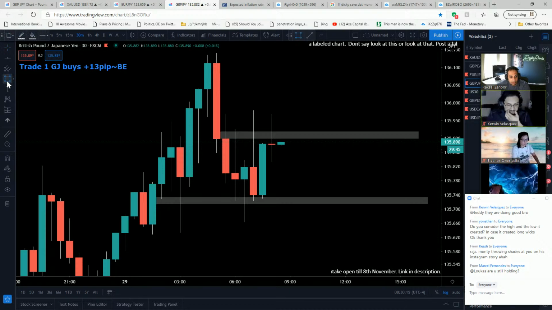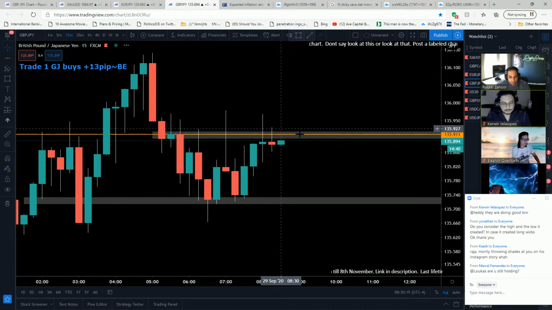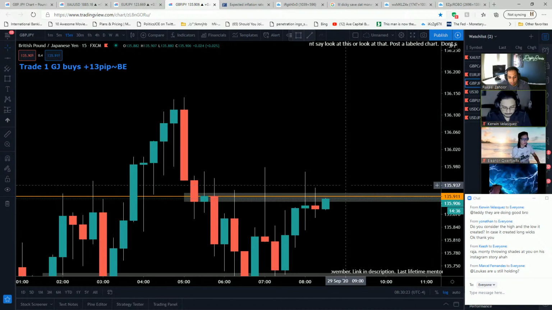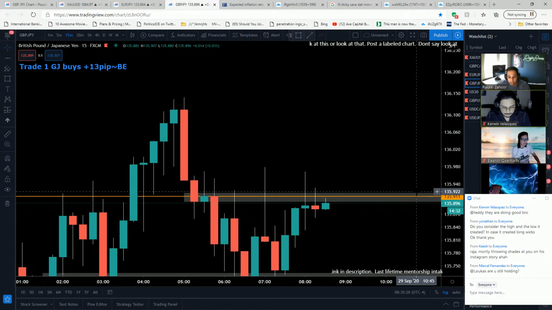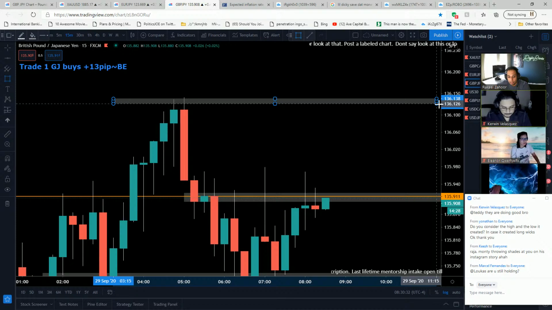I guess if we break above this resistance here, let's take a look at that on the 15-minute time frame. Yeah, that's the resistance here. If we break above, I would want to see a break and close above here for price to continue moving up back to 136,150.